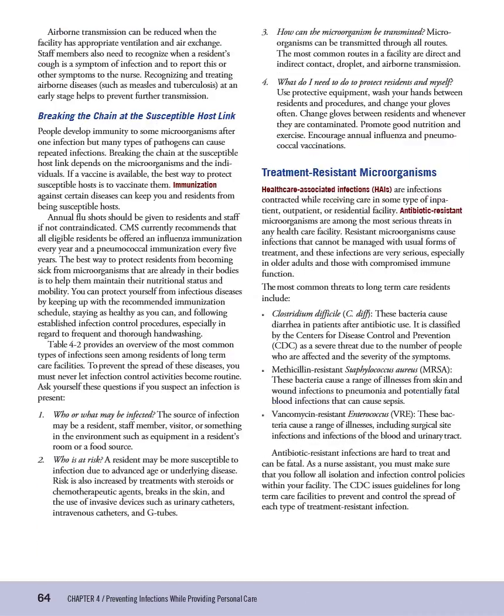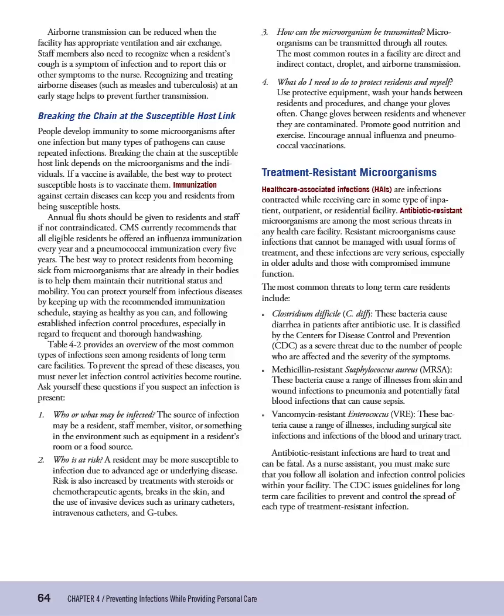Airborne transmission can be reduced when the facility has appropriate ventilation and air exchange. Staff members also need to recognize when a resident's cough is a symptom of infection and to report this and other symptoms to the nurse. Recognizing and treating airborne diseases such as measles and tuberculosis at an early stage helps to prevent further transmission. Breaking the chain at the susceptible host link.